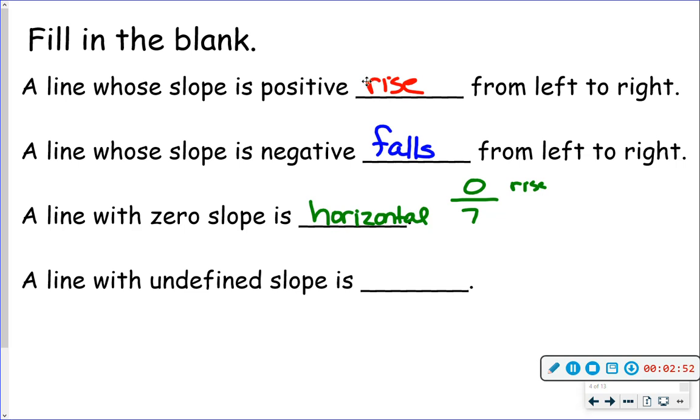Then, of course, the opposite, if we flip it, undefined. We talked about 0 under the line is undefined. So now I don't have a run. If I don't have a left to right, I don't have a run, you only have a vertical, up and down. So vertical. You're going to see some horizontal and vertical lines, we're going to draw them here in a minute. Not that those are hard to draw. So just a little summary of how slope affects the look of your line.